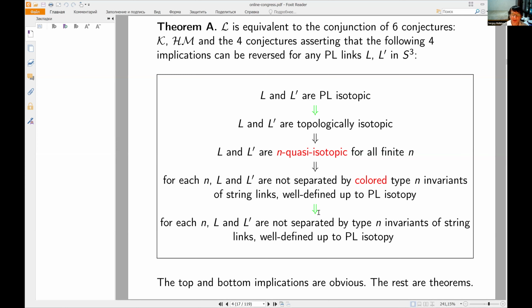And then there is a trivial implication from the previous assertion to the same assertion, but without the word colored. And this is a trivial implication. So the converse assertion to each of these 4 arrows is a conjecture, and if you take these 4 conjectures and those previous ones which I mentioned, they are going to be equivalent to Vasiliev's conjecture for links.